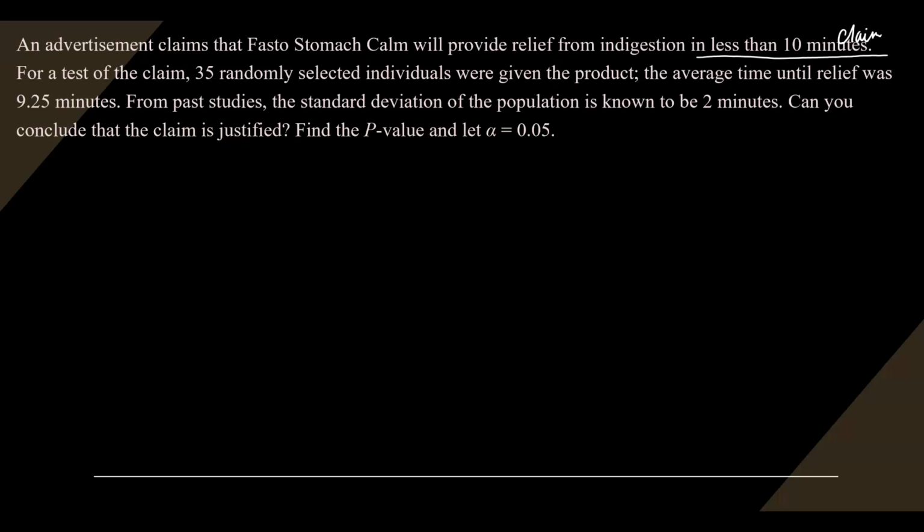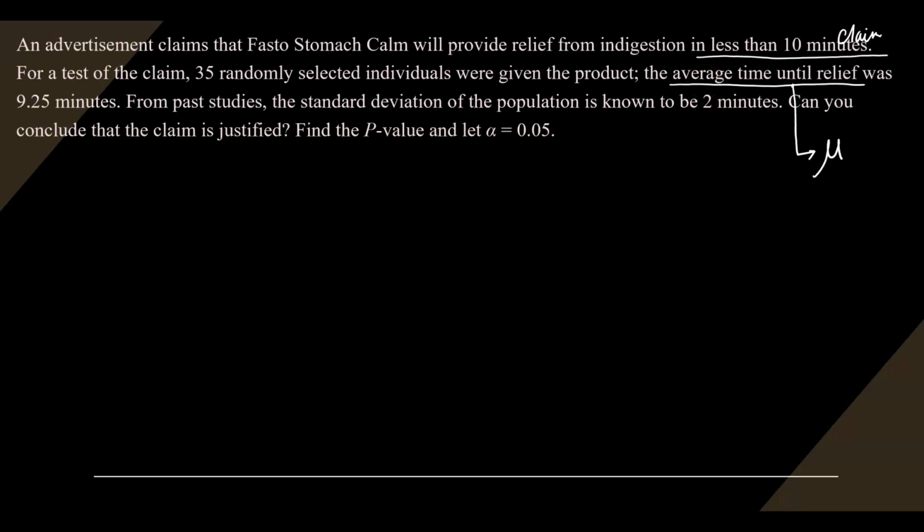So my first question here: what is my parameter? My parameter appears to be the mean time, or average time, until relief. That's my parameter. For a parameter, we can use either a mu, a p, or a chi-square. So for us, this is a mu. Our parameter is the mean time until relief.